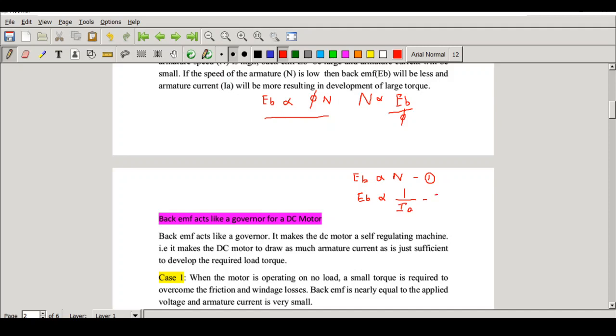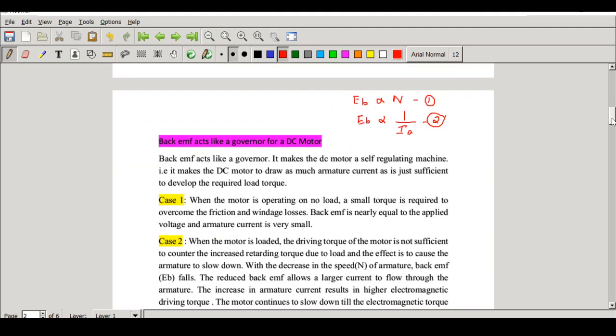Now next we will see why the statement is used that back EMF acts like a governor for a DC motor. That is, it is something which will control the speed, or back EMF is something which makes the motor a self-regulating machine. It always tries to give the required load torque by controlling the speed. Now there are three cases which we will discuss here.